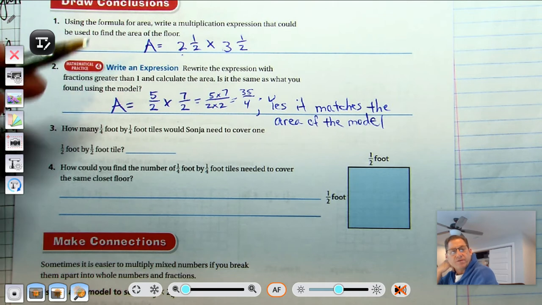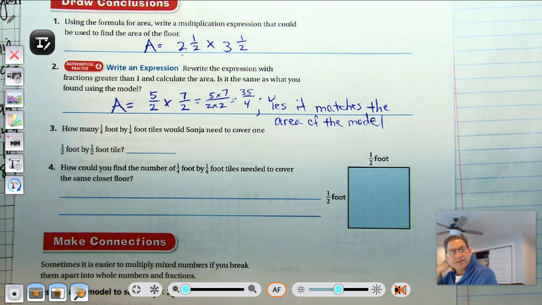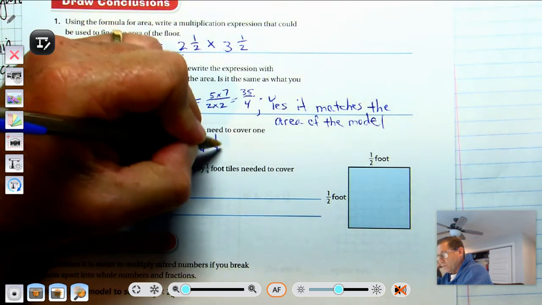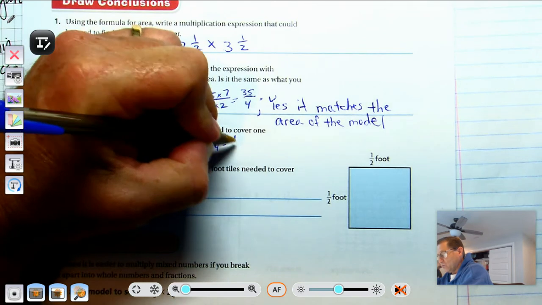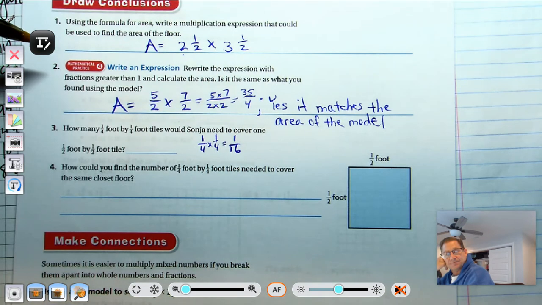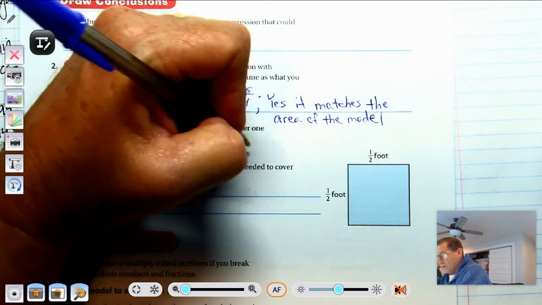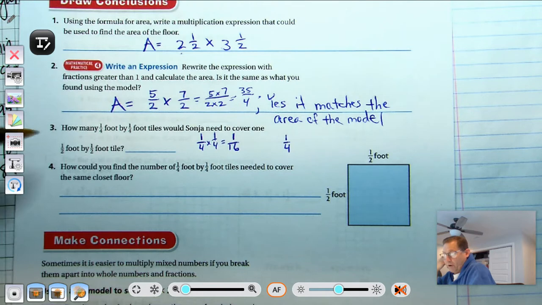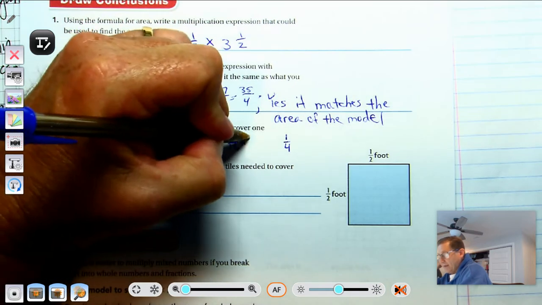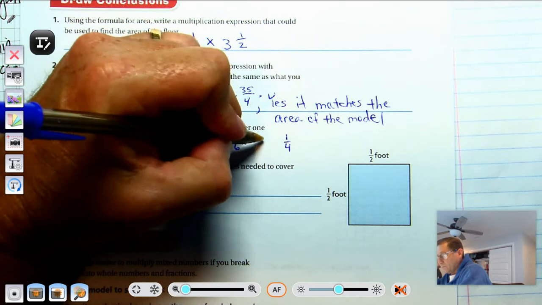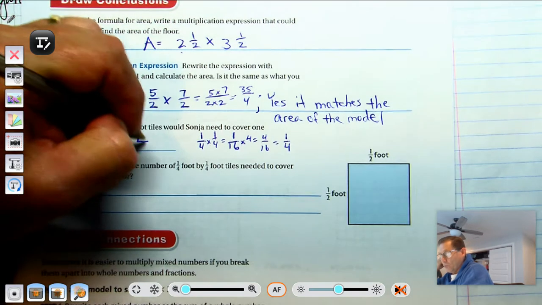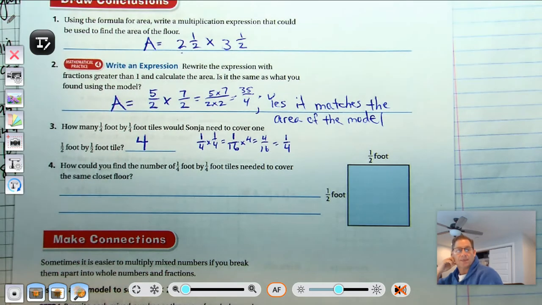How many 1/4 by 1/4 foot tiles would Sonia need to cover one 1/2 by 1/2 foot tile? Well, we said that 1/4 times 1/4 is 1/16. So how many 1/16 does it take to equal 1/4? We already said that if we multiplied 1/16 by 4, we get 4/16, which is the same as 1/4. So we would need 4 tiles.